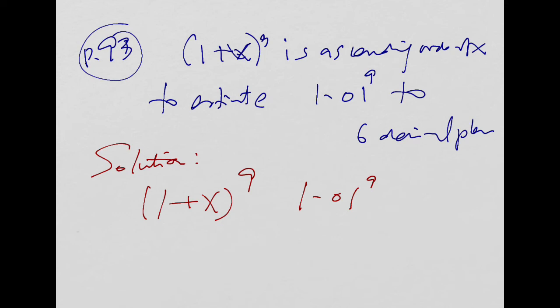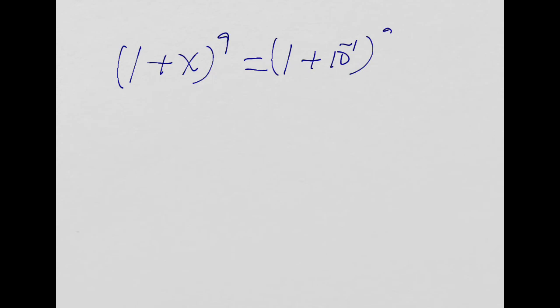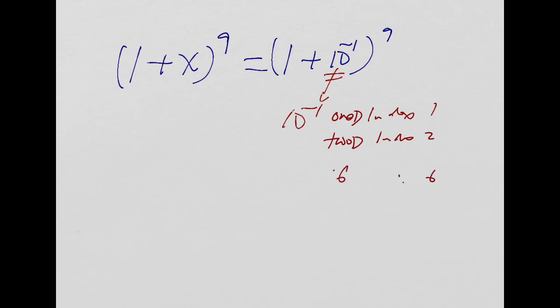From now, you already know that 1.01 is equal to 1 plus 10 to the power of minus 1. Correct? Agree? You must be able to transform your 1 plus 0.01 to this form. So subsequently, your (1 + x) to the power of 9 is equal to (1 + 10 to the power of minus 1) to the power of 9. So it's just 6 decimal places. 6 decimal places means that, because this is 10 to the power of minus 1, 1 decimal place means that the index is 1, 2 decimal places means that the index is 2, 6 means that the index is 6. So it's pretty lengthy actually. Get it? 6 decimal places.